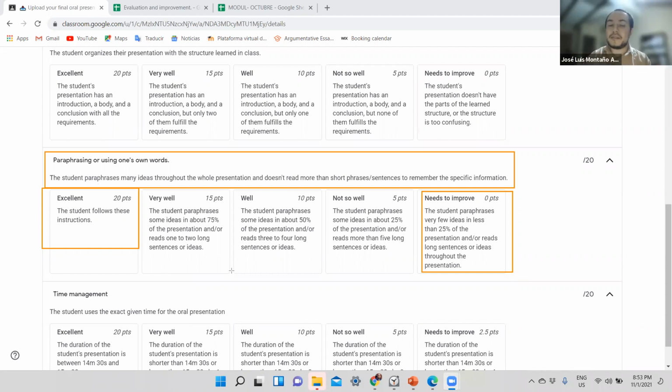So this is the idea. Again, these are the two extremes, right? You follow all the instructions, or you read a lot, you didn't paraphrase, you didn't use your own words. So the idea is what I told you before, and this is 20 points over here. You have to use only some short phrases or sentences in the presentation to give you an idea of what you need to explain now.